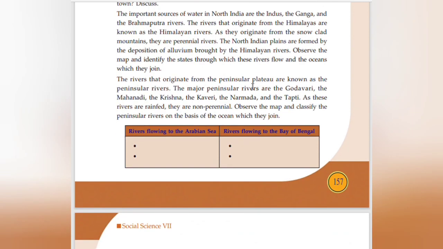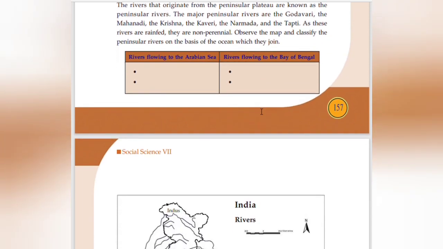Rivers that originate from the Peninsular Plateau are known as peninsular rivers. Major peninsular rivers are Godavari, Krishna, Mahanadi, Kaveri, Narmada, Tapti. As the rivers are rain-fed, they are non-perennial. Observe the map and classify the peninsular rivers into perennial and non-perennial.